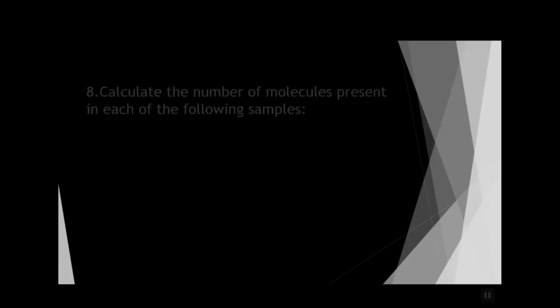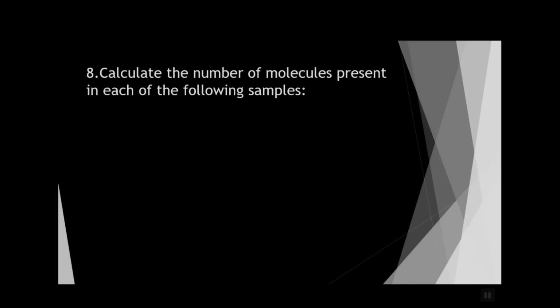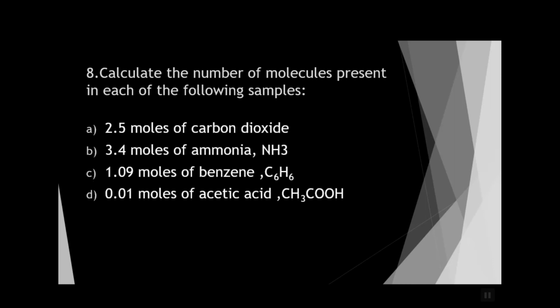Now next, question number 8. Calculate the number of molecules present in each of the following samples. Yes students, in this question we have to find the number of molecules, not the number of moles and not the mass. We have the 4 parts A, B, C, D. In A, 2.5 moles of carbon dioxide, in B, 3.4 moles of ammonia, in C, 1.09 moles of benzene, and in D, 0.01 moles of acetic acid.